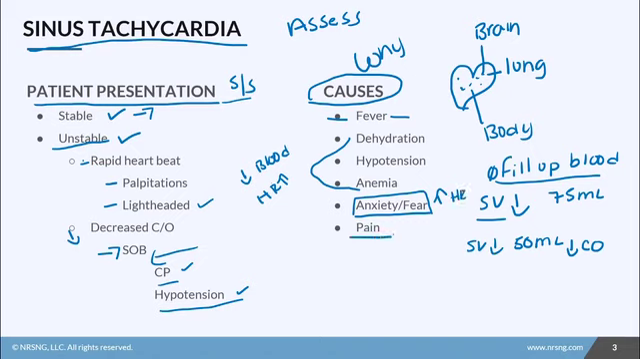And pain. Pain increases all vital signs, but specifically tachycardia. So if you ever have a patient who's complaining of acute pain and they report that it's 10 out of 10 and their heart rate is in the 120s, treat the pain first. Once you treat the pain and their pain level goes down, their heart rate will start decreasing. So now that we talked about the signs and symptoms and causes, let's talk about how to treat these patients.